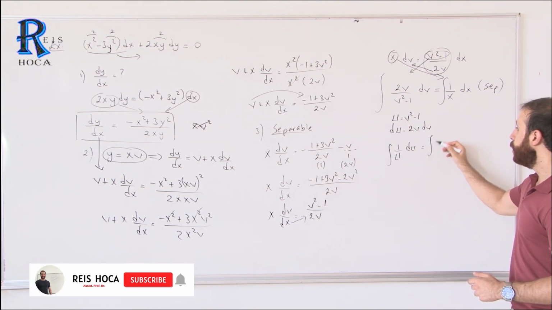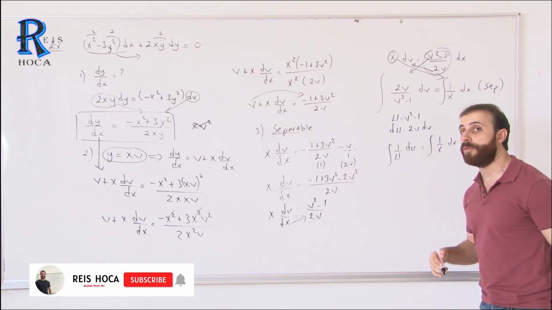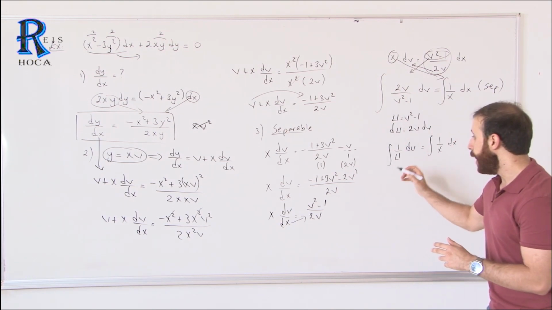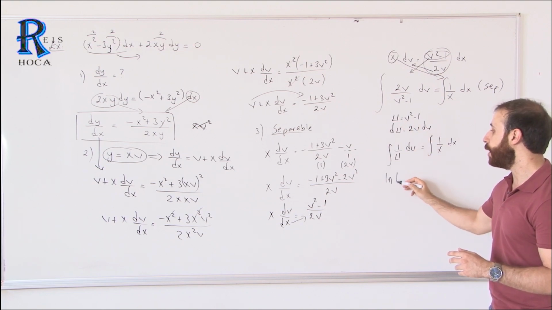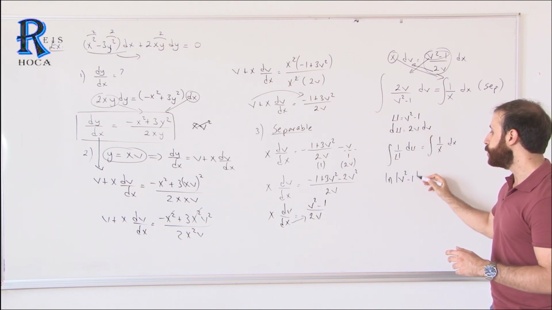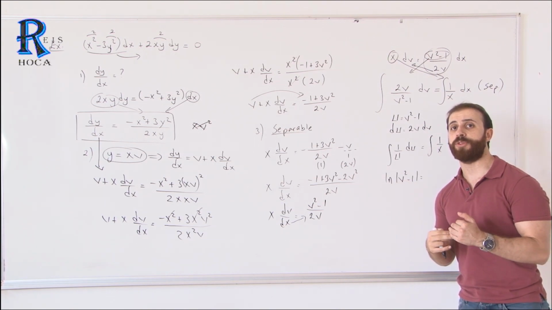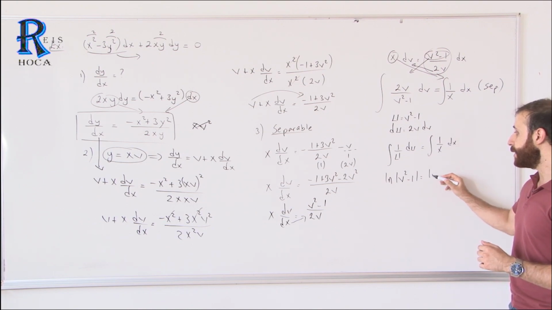So on the right side, 1 over x dx. What's the integral of 1 over u? The integral of 1 over u is ln u. What is u? It is v square minus 1. Don't forget to put absolute value. It comes from the definition of the logarithm. And for 1 over x, it is ln of absolute value of x.